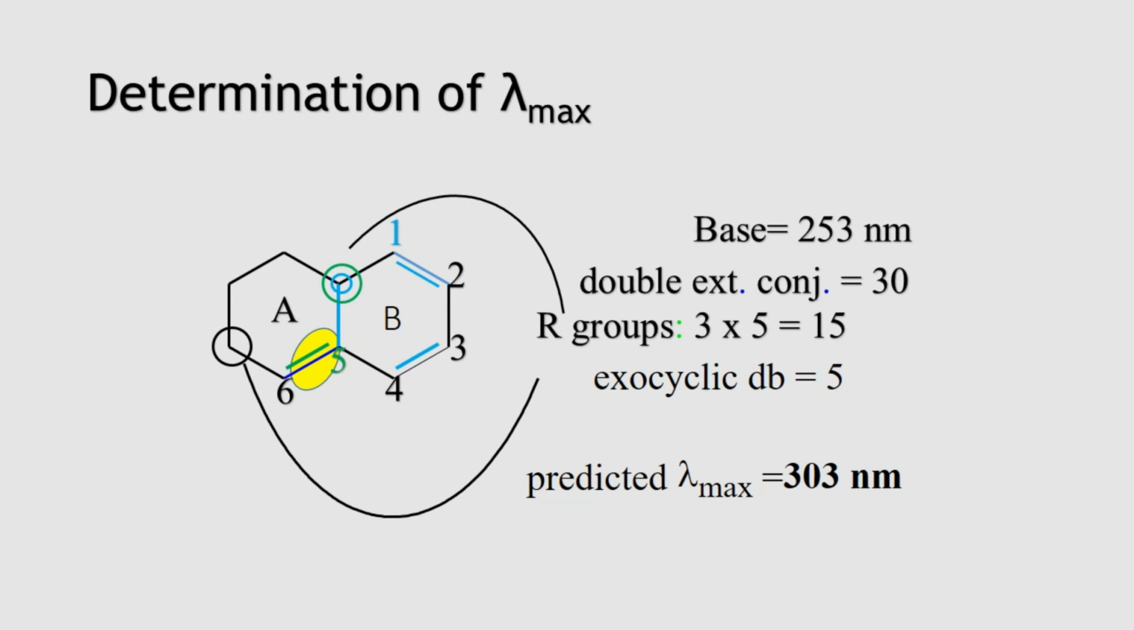There is no extra exocyclic or substituent effect that we can find, because there is no extra substitution on the conjugated carbon system, and that's why we should not add those values. That's why the predicted value for this is the sum of all the particular values, and we get the final answer: 303 nanometer.